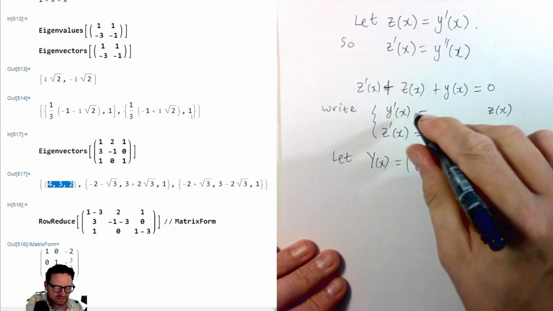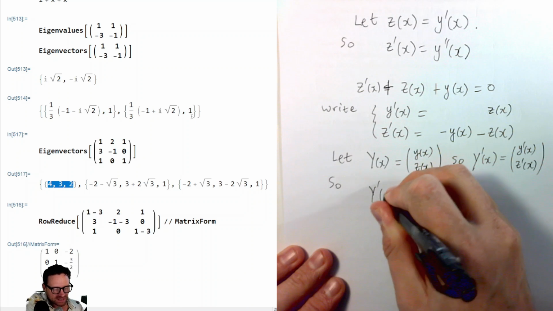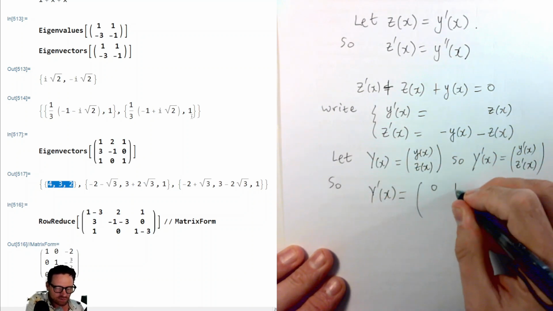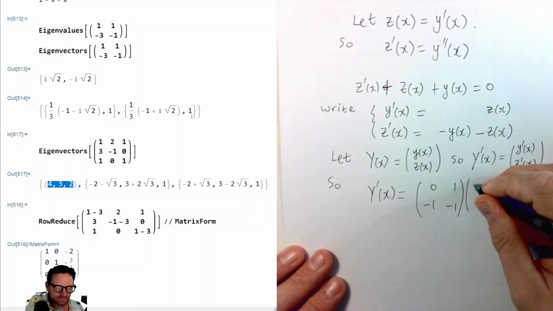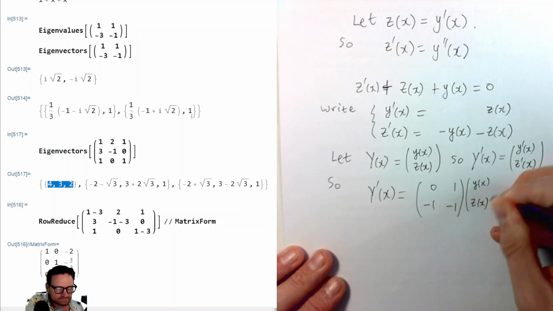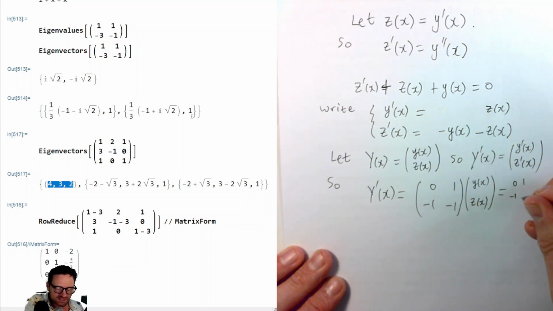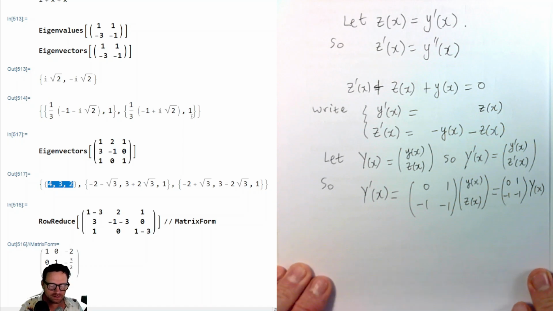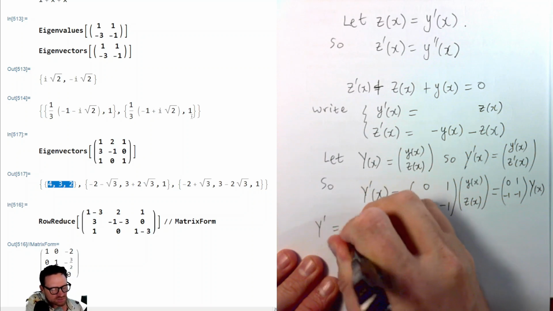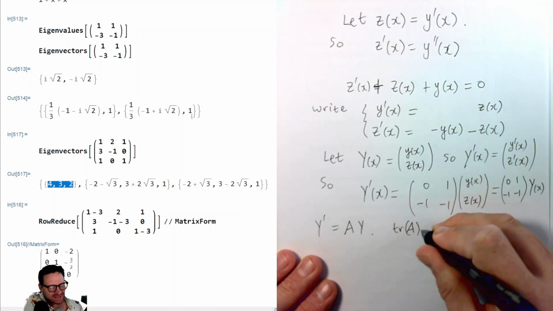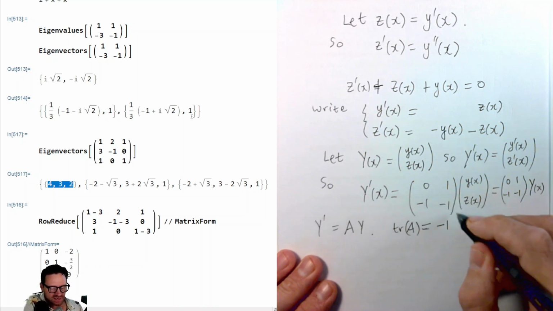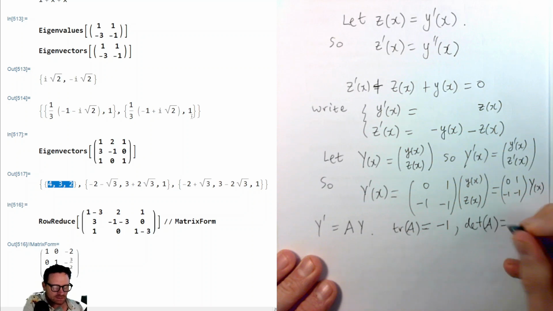Okay, so now what we see here is that Y'(x) is equal to the matrix [0, 1; -1, -1] times (y, z), which is [0, 1; -1, -1] times Y(x). In other words, Y' is equal to some matrix A times Y. Now the trace of the matrix A is -1, the sum of the diagonal elements, and the determinant of A is 0 minus -1, which is plus 1.